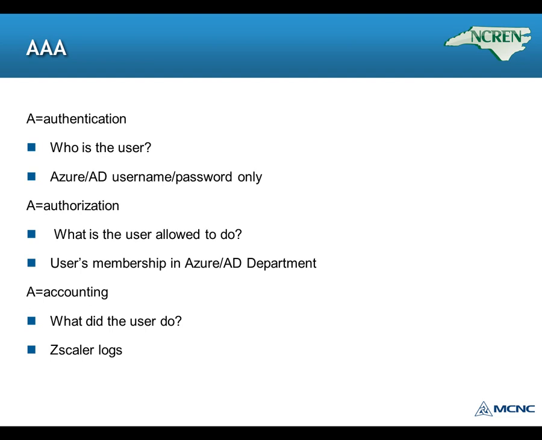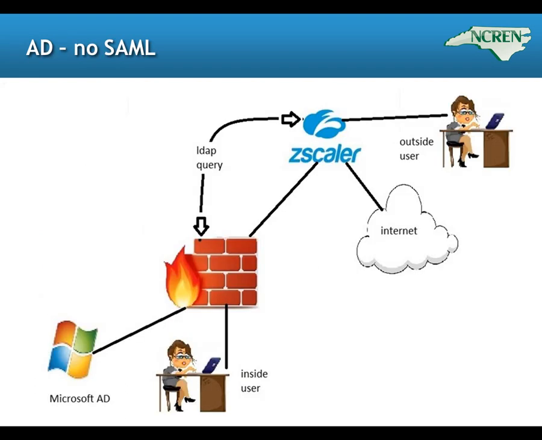So for our A's, what are our A's? Well, authentication is who is the user. Authorization is what is the user allowed to do. And we're going to show use of the department field in Azure a little bit later. And accounting, that information appears in Zscaler, and that's where we can see what did the user do. And that would be looking at the Zscaler logs.